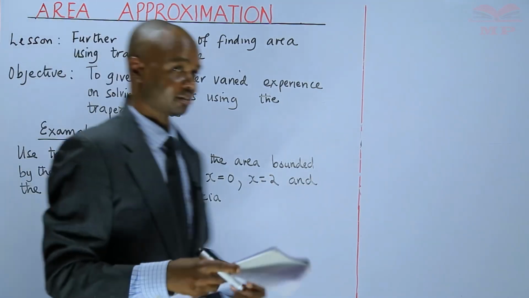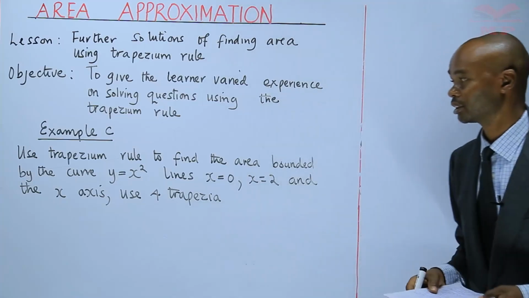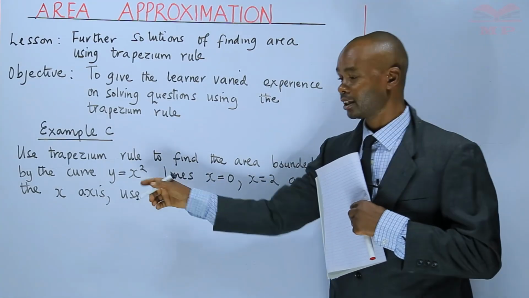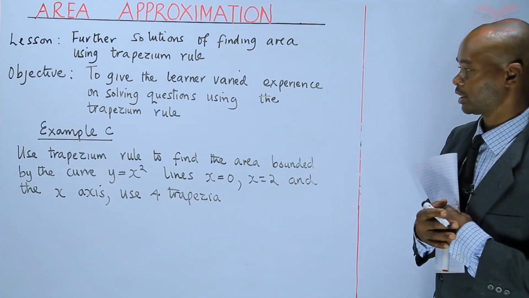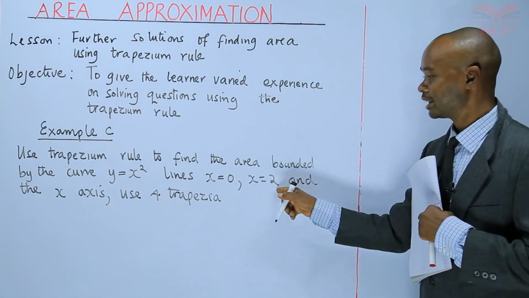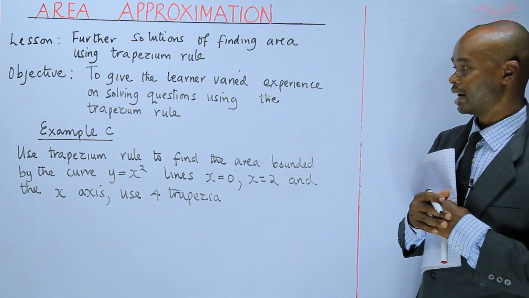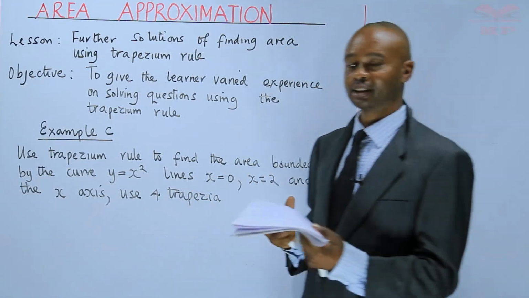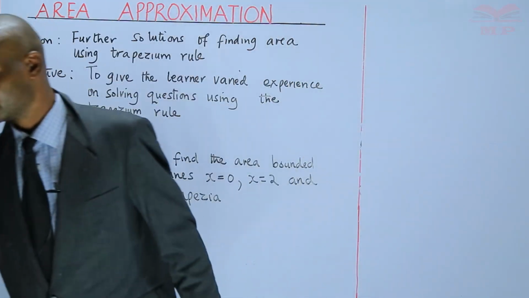So the instructions are very clear there. Use trapezium rule to find the area bounded by a curve y equals x squared, lines x equals 0, x equals 2, and the x-axis. Use 4 trapezia.